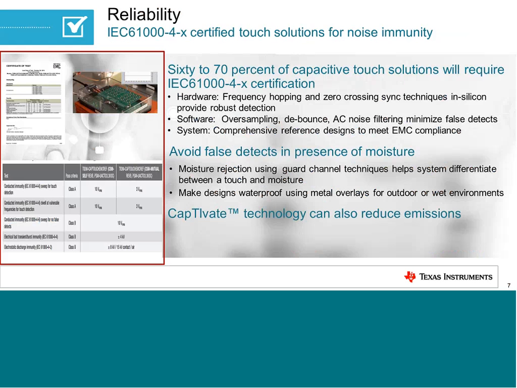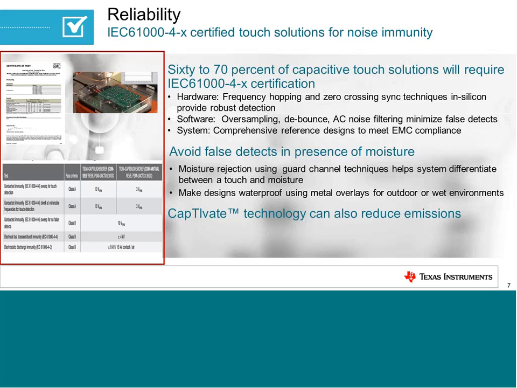First, let's get started talking about reliability. So as I mentioned before, when you have conducted noise in a system, that can look like a touch. And this is a huge problem, especially for people that are doing wall-powered applications. And the IEC came up with standards called IEC 61000-4-6 and IEC 61000-4-4, which test for conducted noise immunity, or conducted noise testing.